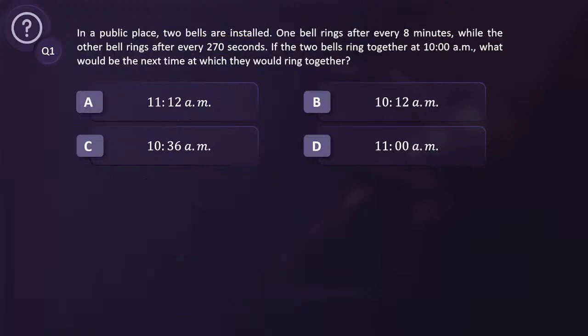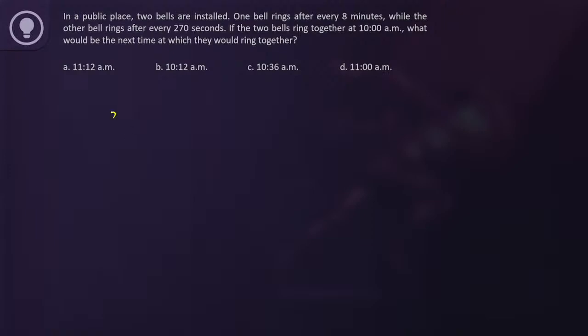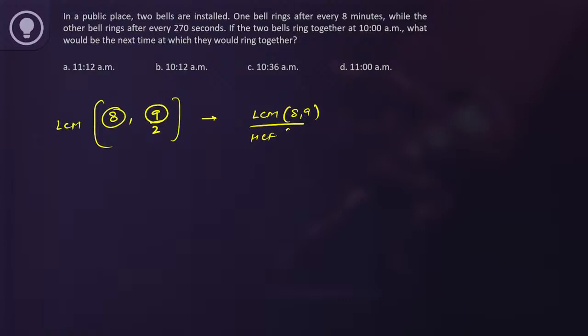Now, another way of doing the same question. So 8 and 4.5, where 4.5 means 9 upon 2. We have to calculate their LCM. Now, you must know how to calculate the LCM of fractions. It is the LCM of the numerators, so the LCM of 8 and 9, divided by the HCF of the denominators. What are the denominators? 1 and 2. So the LCM of 8 and 9 is 72, and the highest common factor of 1 and 2 is 1 only. So 72 upon 1 is 72 only. So after 72 minutes, they will ring together.